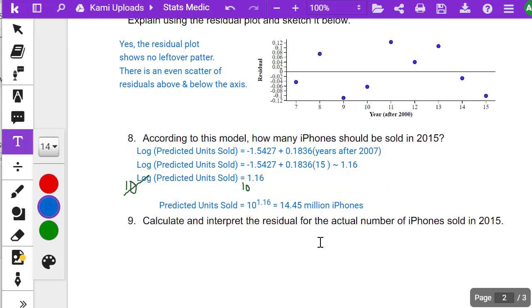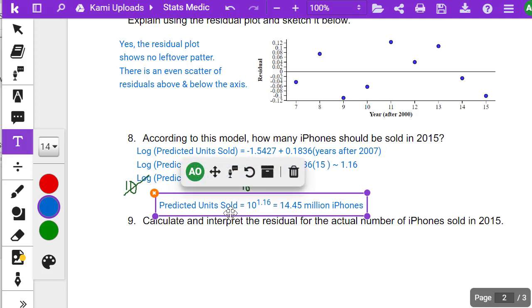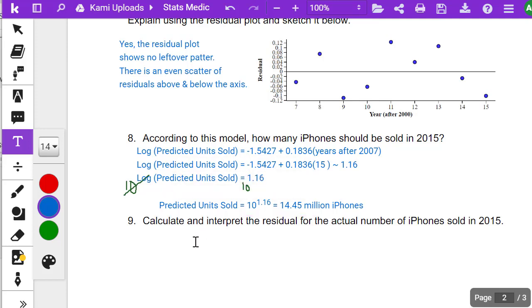Not going to be a huge part of your test or the AP exam, but it is fair game. So don't assume that you're done, thinking, oh, I don't have to know this. Those of you who are going for those 5s should know how to do this. Going for a 4, probably not as critical.